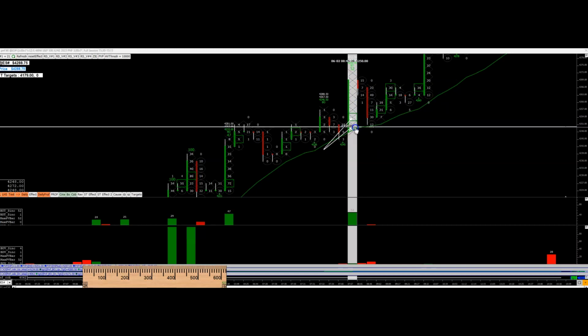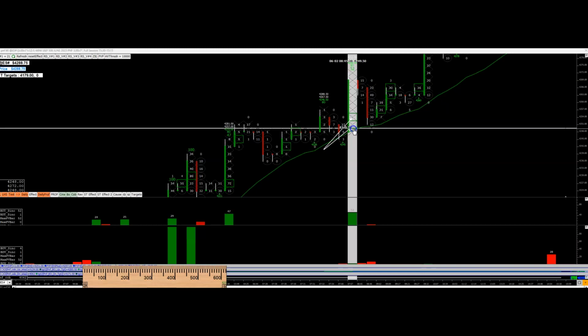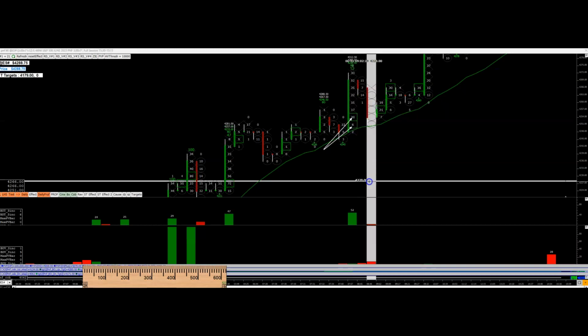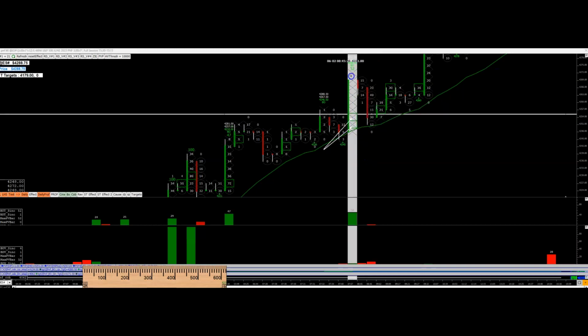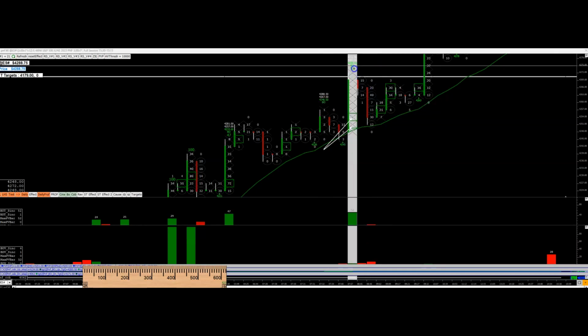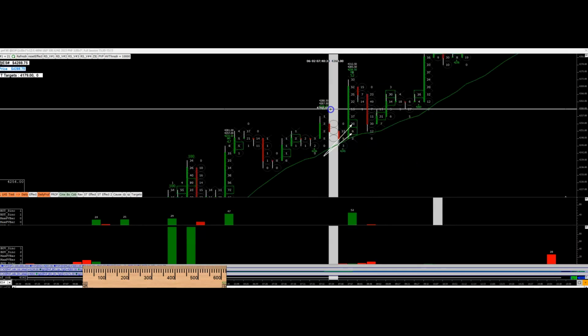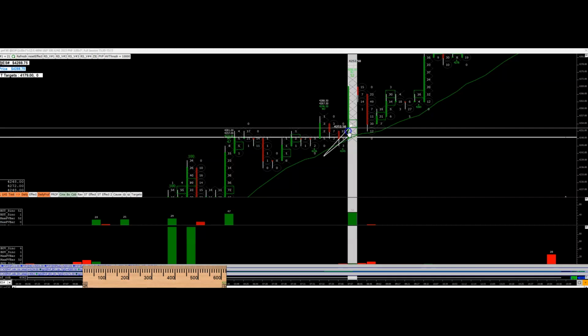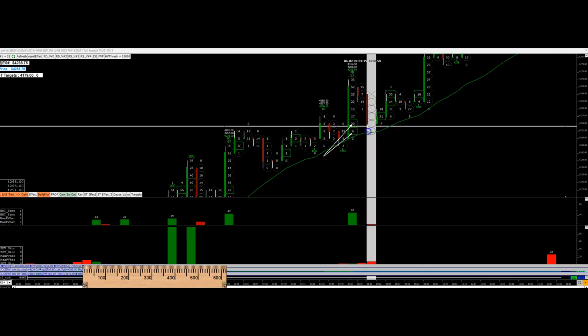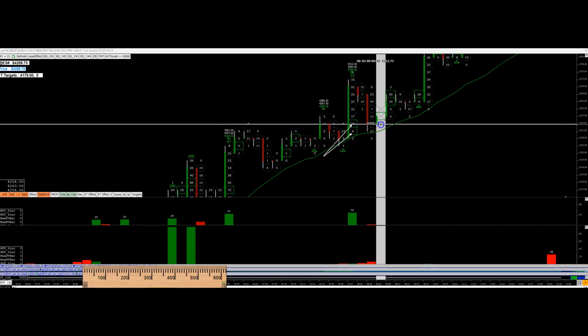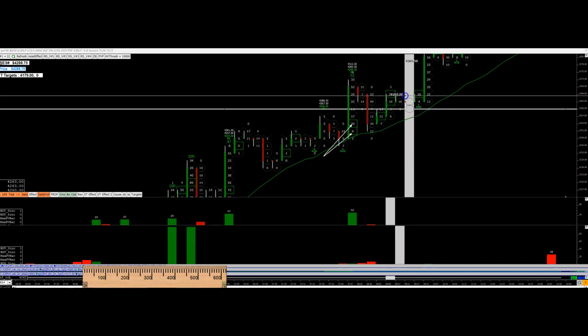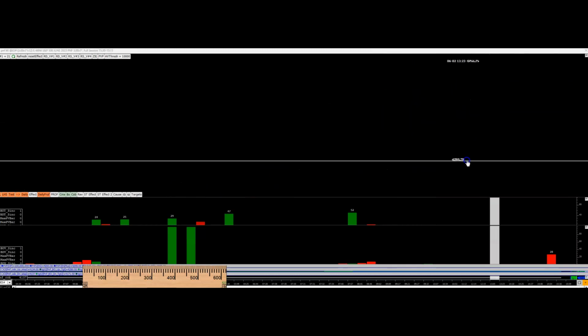What does that mean? That means yes, continuation. It's not effort, it's breaking out, legitimized with the follow through. And it comes back and tests. And what happens here? You have that 30 with barely any follow through, and it just reverses. Keeps going, keeps going, keeps going.